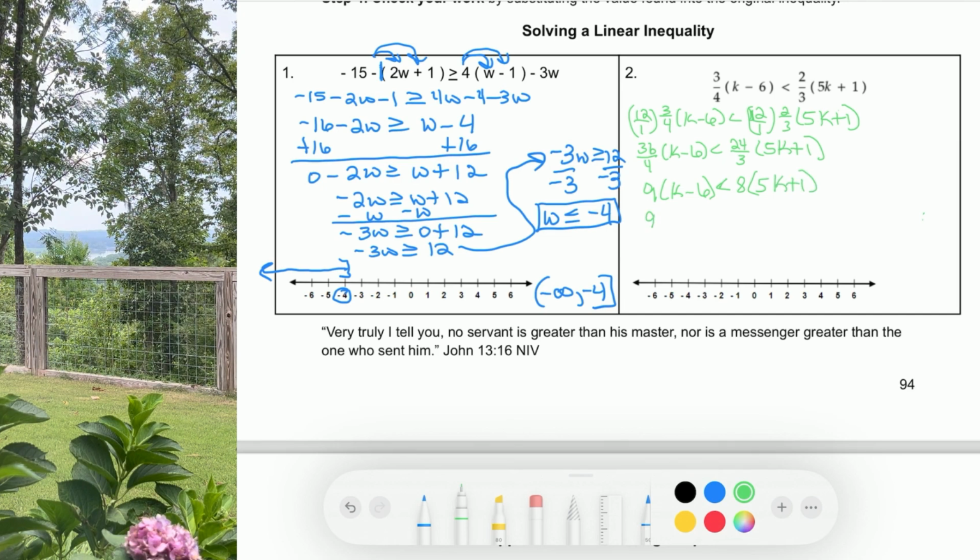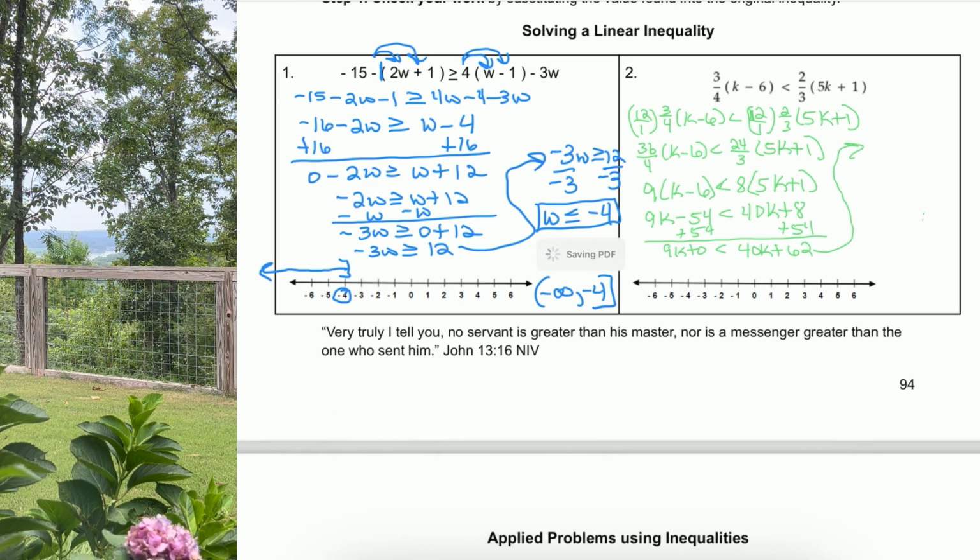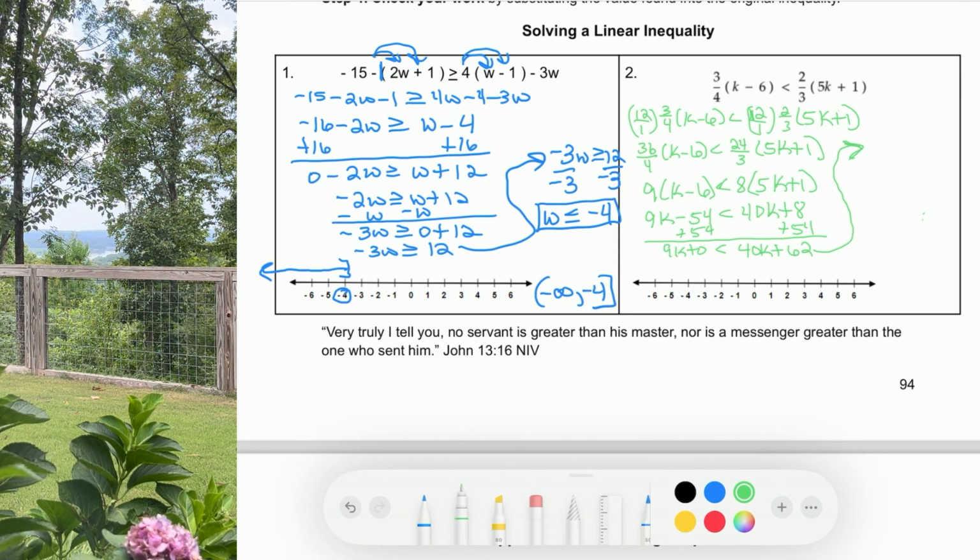So now we can distribute. We end up with 9k minus 54 is less than 40k plus 8. I'm going to add 54 to both sides. I end up with 9k plus 0 is less than 40k plus 62. All right, I'm going to bring it up over here so we can finish it. I end up with 9k is less than 40k plus 62.